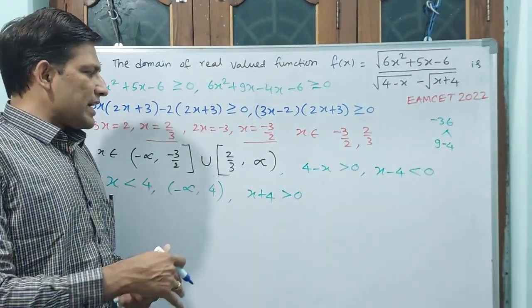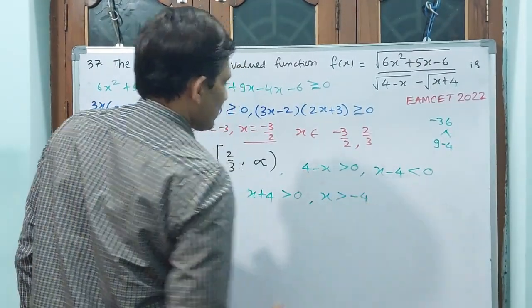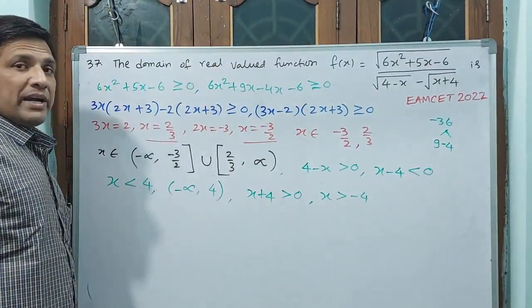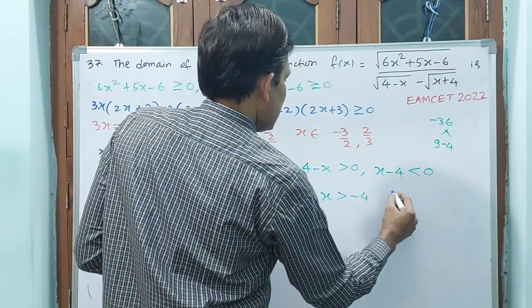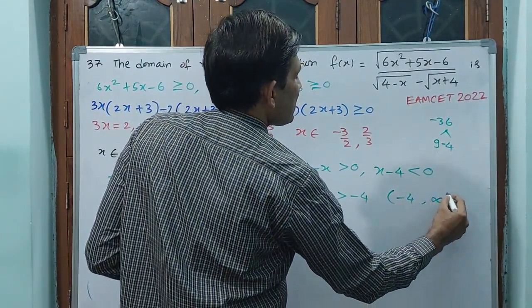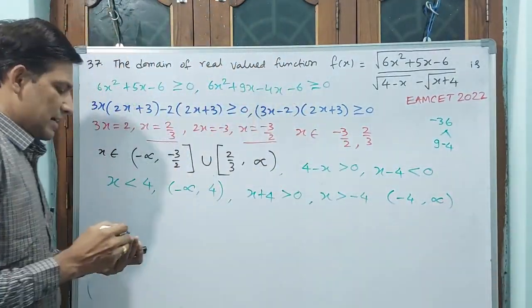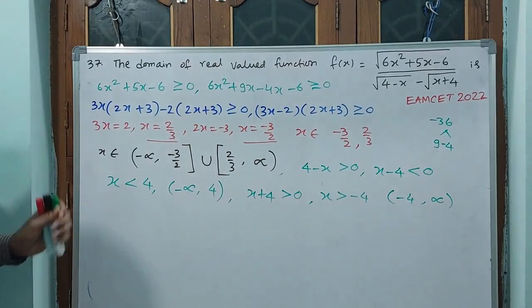X plus 4 should be greater than 0 means what is x? X should be greater than minus 4. That means the value will be minus 4 to plus infinity. Plus infinity is always an open interval, and minus 4 also we have taken as an open interval. Okay? Now what I am doing, observe carefully.